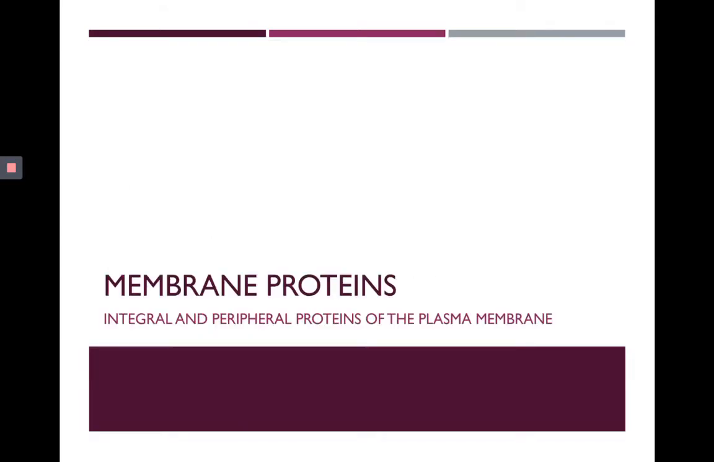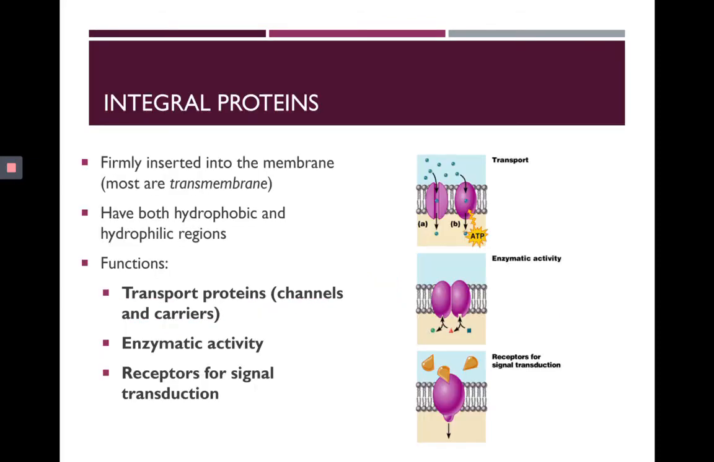So next let's move on and look at the proteins that are embedded in the plasma membrane. So you have integral proteins, which are firmly inserted all the way through the membrane. If it goes all the way through from one end to the other, not just partially within the membrane, it's actually called transmembrane. These proteins generally also have hydrophobic and hydrophilic regions. That's why parts of the protein are able to hang out near the hydrophilic heads of phospholipids, and the other parts are able to hang out near the hydrophobic tails of the phospholipids.